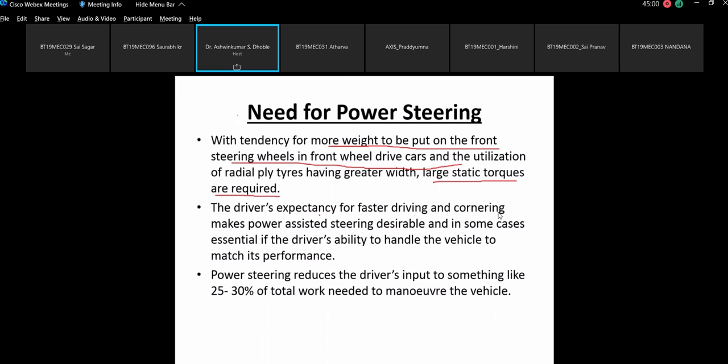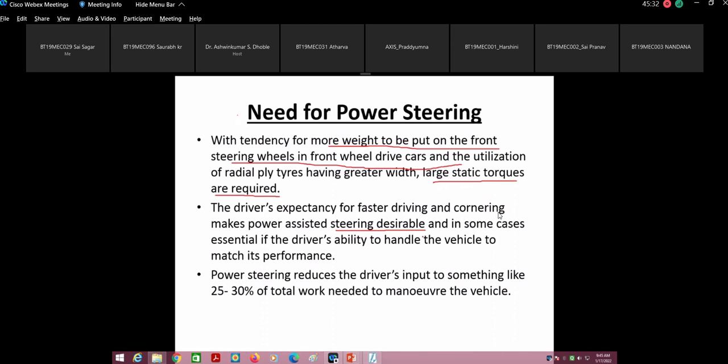The driver's expectancy for faster driving and cornering makes power assisted steering desirable. He is saying that it has to be a desirable feature. Means it is basically the luxury added to the vehicle. Without power steering also, can you drive the vehicle? Okay, so that is why he has used the word desirable, and in some cases essential if the driver's ability to handle the vehicle is to match its performance.